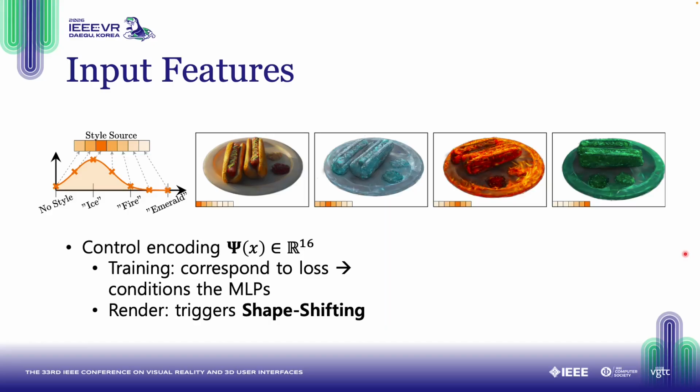As control encoding, we choose to use a 1D Gaussian, depicted here in orange. This 1D Gaussian is simply sampled at certain locations and forms our control encoding. In this example, we encode 3 different styles in the training phase. With a mean around 0, the control encoding corresponds to no style, as you can see in this image here. A change in the mean of the 1D Gaussian results in renderings of different styles. All of these styles are encoded within a single model.